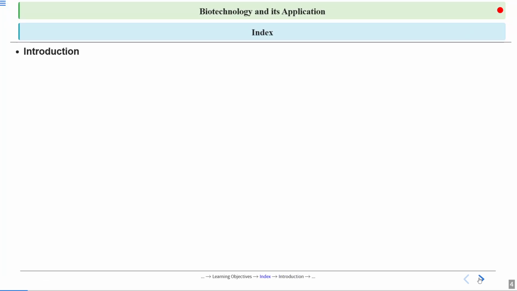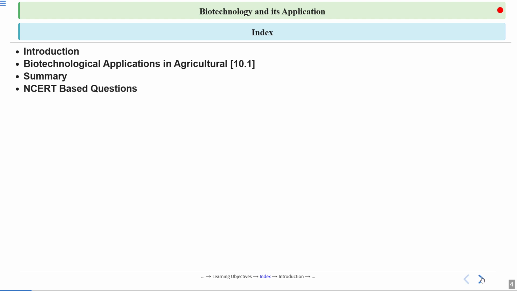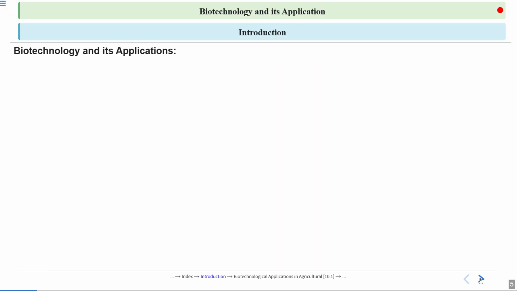So what is going to be the index of today's class? First there will be an introduction, then biotechnological application in agriculture, which is section 10.1 of NCERT. Then we will give a gist of all slides, that will be our summary. Then there will be some NCERT based questions, followed by keynotes, and we end with interesting questions that you are going to solve yourself. So let's start.